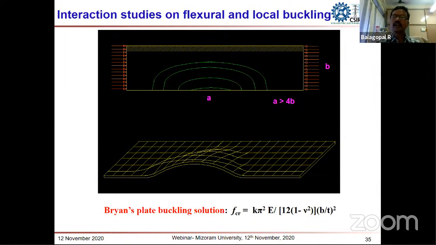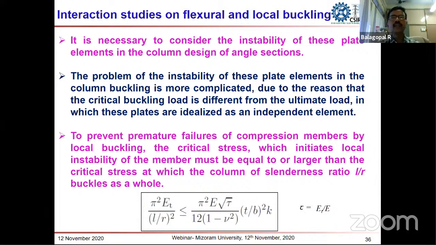In some instances, these flanges, this plate, may buckle prior to the column buckling load. How to tackle those scenarios, I will talk about in the next slide. That is the interaction of flexural and local buckling. This local buckling may happen due to the local buckling of the plate elements. Hence, the Euler buckling is equated to the plate buckling equation, to take into account the local buckling of the plate element.